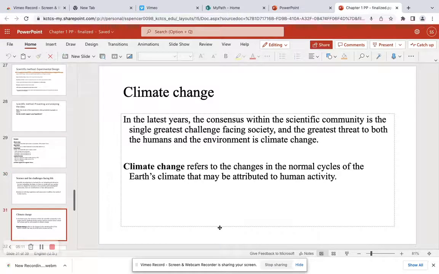Climate change refers to the changes in the normal cycles of the Earth's climate that may be attributed to human activity. Excess carbon dioxide, or CO2, production can cause something called global warming, which we will discuss later on. The destruction of trees: trees are responsible for the production of oxygen and the recycling of carbon dioxide. So destroying these trees may lead to changes in the ecosystem, changes in organisms, but knowing the definition is primarily the most important thing.